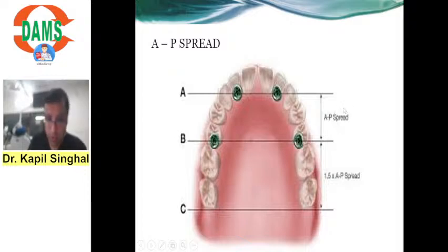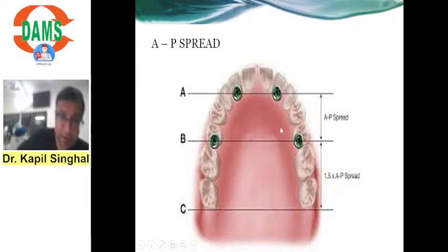Now they will ask you a question. In a full mouth case, if you want to give a cantilever, how much cantilever can you give? So the answer for this question is whatever is your AP spread into 1.5 times. Suppose my AP spread is 5 millimeters here. So 1.5 times of 5 millimeters means 8 mm approximately on each side I can give a cantilever. So 8 mm crown here, 8 mm crown here.